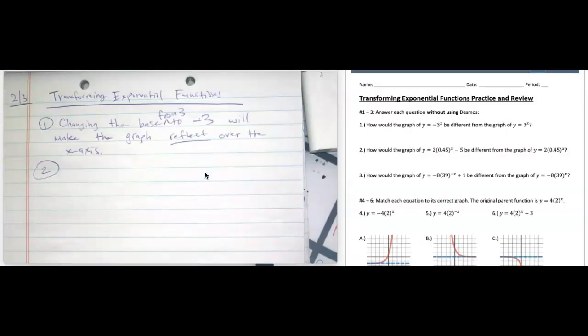Alright guys, so carrying on to number 2: how would the graph of y equals 2 times 0.45 to the x power minus 5 be different from the graph of y equals 2 times 0.45 to the x power? First of all, you've got to recognize what's different. These two equations are identical other than this minus 5. This one is 2 times 0.45 to the x, and this one is also 2 times 0.45 to the x, but it also has a minus 5. So how's the minus 5 going to change that?